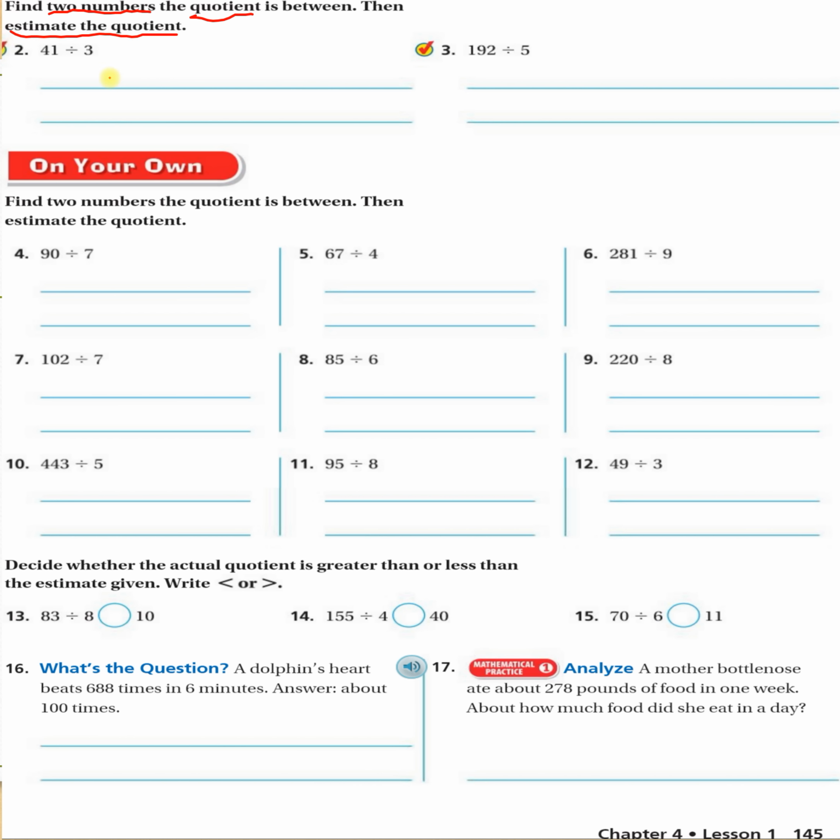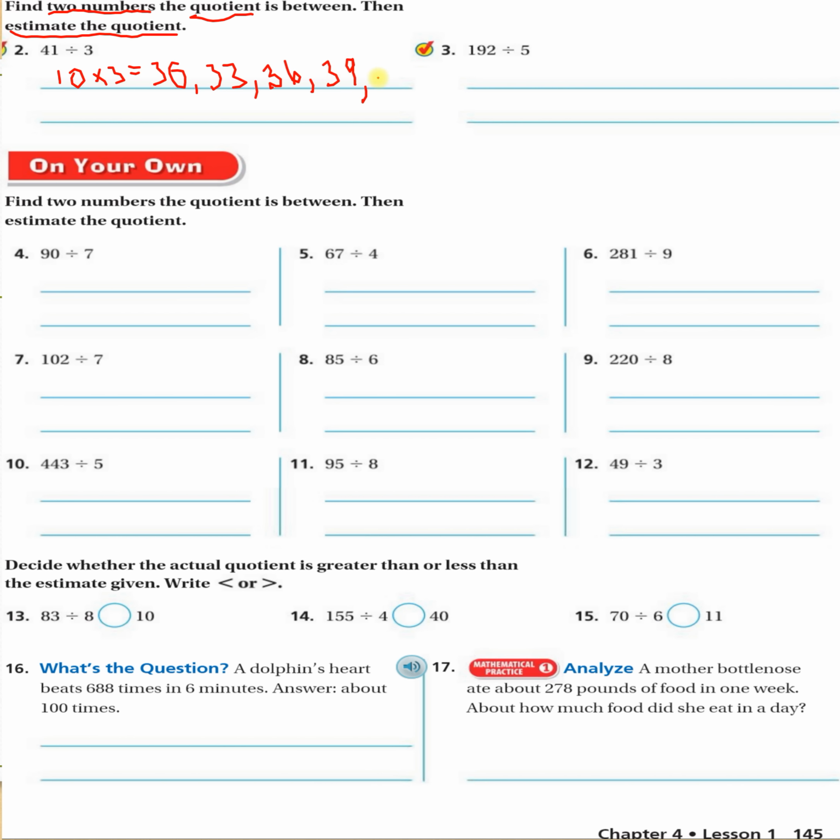Okay, so again, I could start counting by threes to see how many times 3 goes into 41. I could go 3, 6, 9, and keep counting up until I get as close to 41 as possible. But I know that will take a while, so I'm going to jump all the way up to 10 times 3, or 10 threes, which is going to get me up to 30. And then I'm going to continue counting from there. 30, 33, that would be 11 threes. 36, that would be 12 threes.